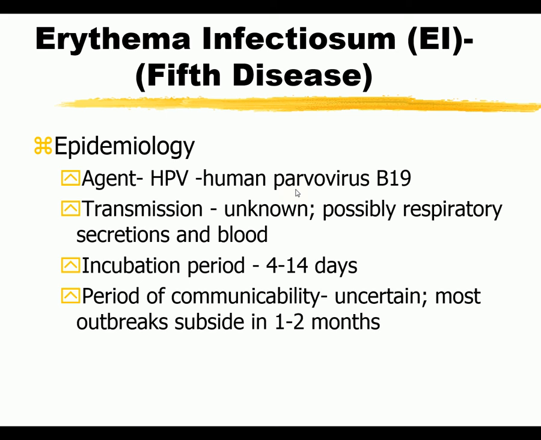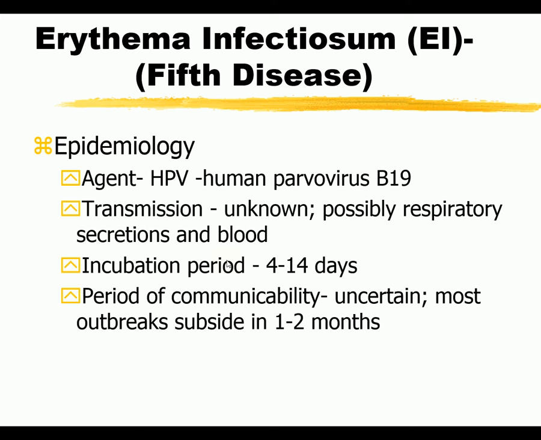The reason this is also called fifth disease is because years ago, they were listing all the common childhood infections, and guess where erythema infectiosum fell? Number 5. The agent is human parvovirus B19. Transmission is unknown, possibly respiratory secretions and blood. Incubation period, about 2 weeks. Period of communicability is uncertain. Most outbreaks subside in about a month or two.